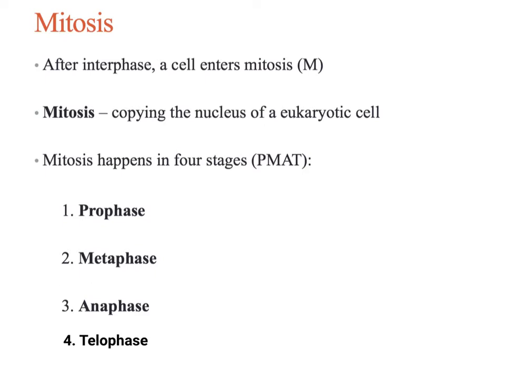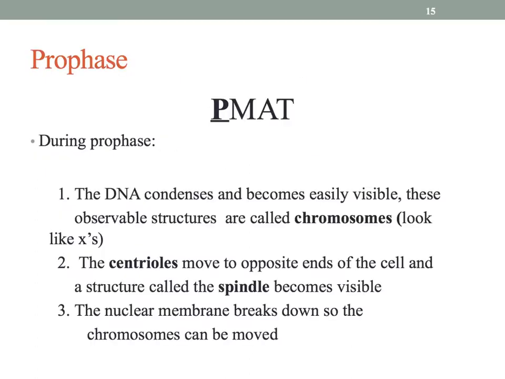And the 4 stages of mitosis, as you see here on the slide, are prophase, metaphase, anaphase, and telophase, or telophase. You hear it pronounced either way. PMAT is basically the acronym for the 4 stages of mitosis. So the first stage of mitosis is prophase.